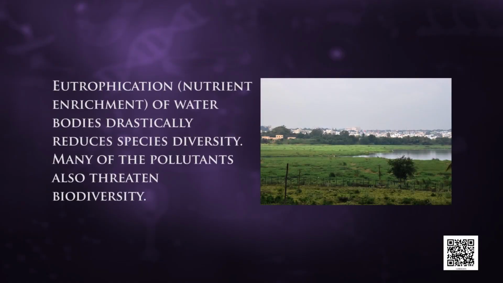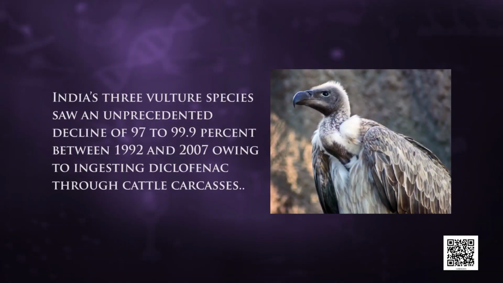Eutrophication, nutrient enrichment of water bodies, drastically reduces species diversity. Many of the pollutants are threatening biodiversity. DDT, for example, prevents birds from laying healthy eggs. India's three vulture species saw an unprecedented decline of 97 to 99.9% between 1992 and 2007 owing to the ingestion of diclofenac through cattle carcasses.